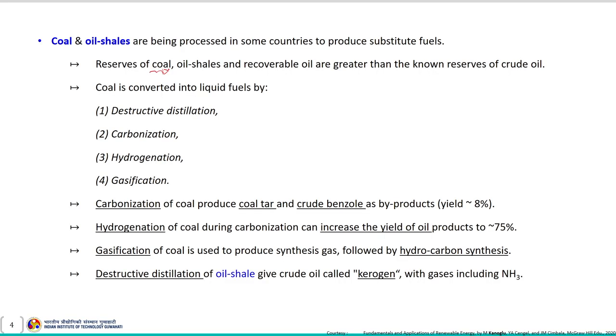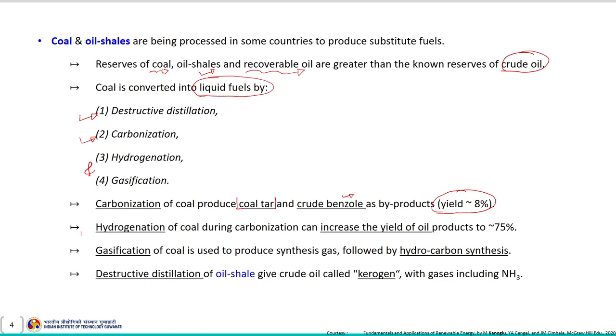While coal and oil shale are being processed in some countries to produce substitute fuel, reserves of coal, oil shales and recoverable oil are greater than the known reserves of crude oil, and the coal is converted into liquid fuel by various conversion techniques including destructive distillation, carbonization, hydrogenation and gasification. So here the carbonization of the coal produces mainly coal tar as a product along with the crude benzol as a byproduct, and it is around 8% in the product stream of the carbonization process.